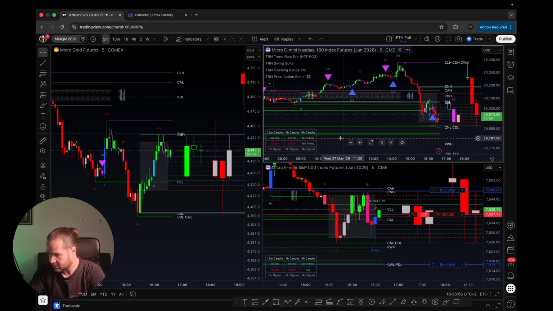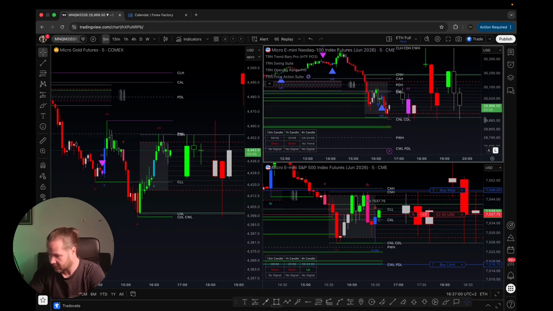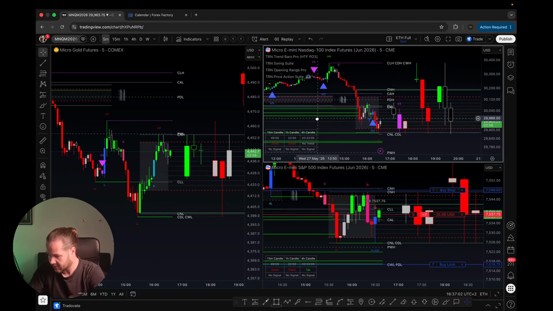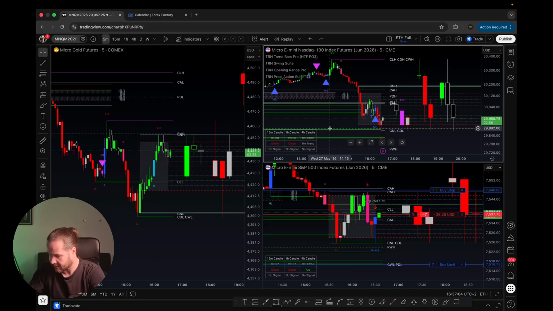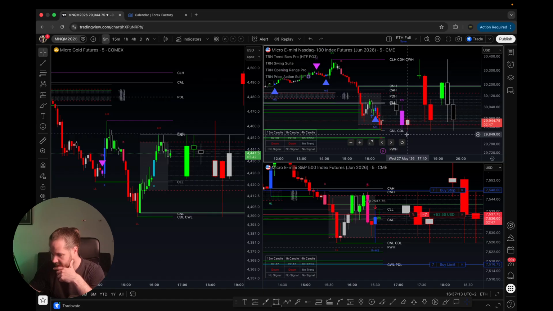So yeah, if we close like this, I would give it a shot and enter long. But therefore we would need to close with a green trend bar here, and right now it looks like we will not do this. So let's wait.